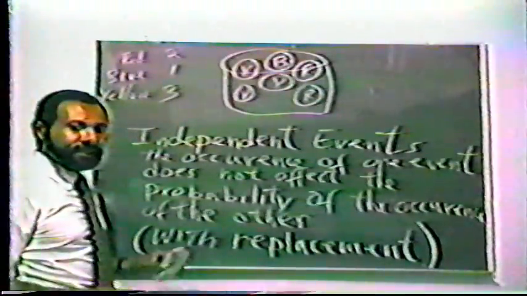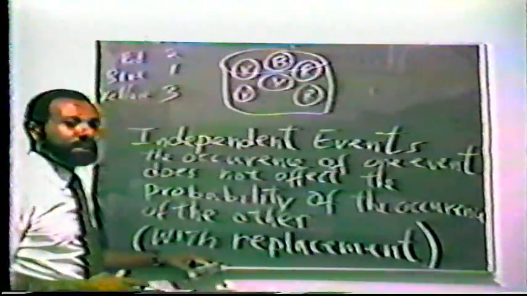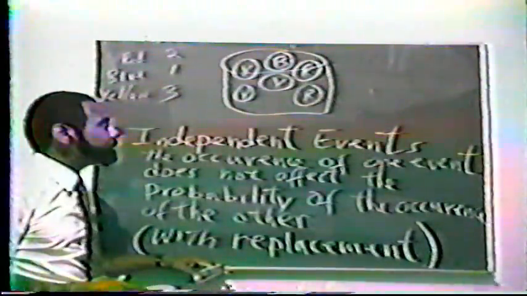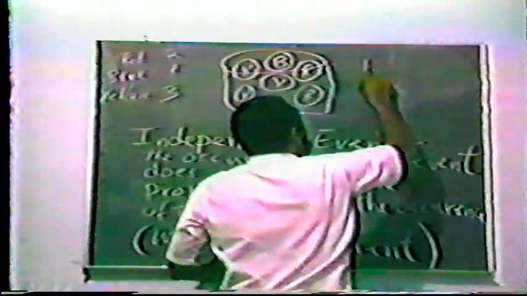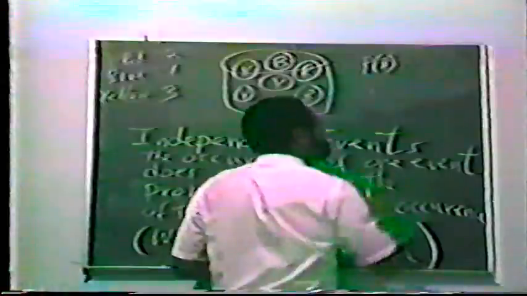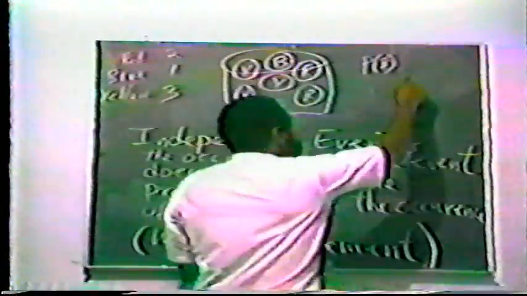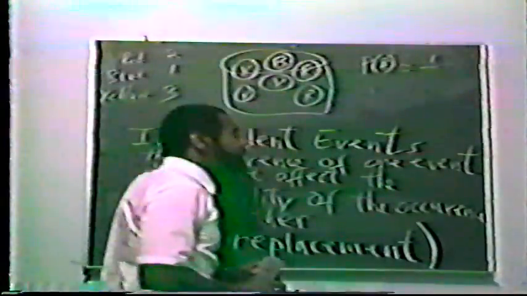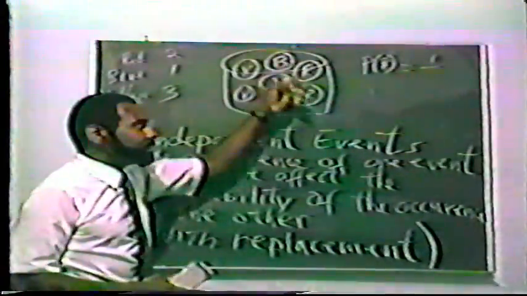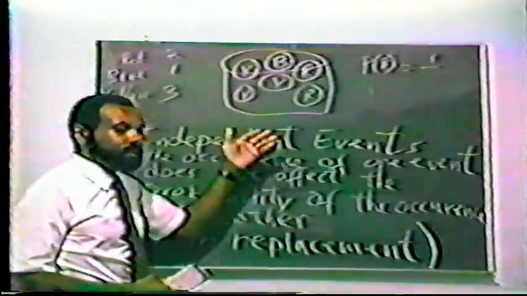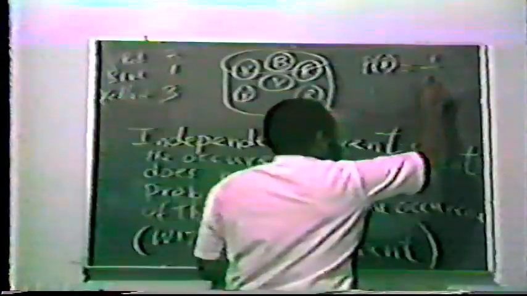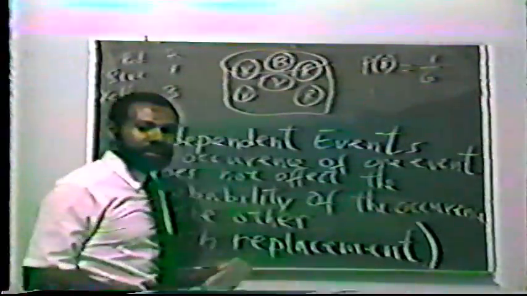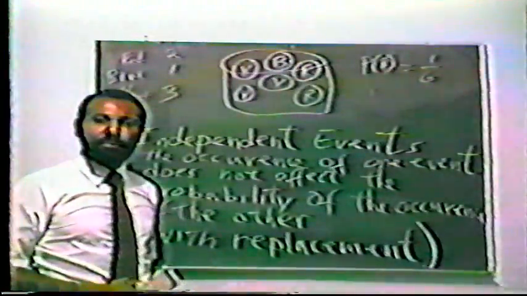If we have this type of situation, if we look at the probability of getting a blue ball, the probability of getting a blue ball would be equal to 1, since we have one blue ball in the container, over the total number of balls, which is 6. So the probability of getting a blue ball would be 1/6.